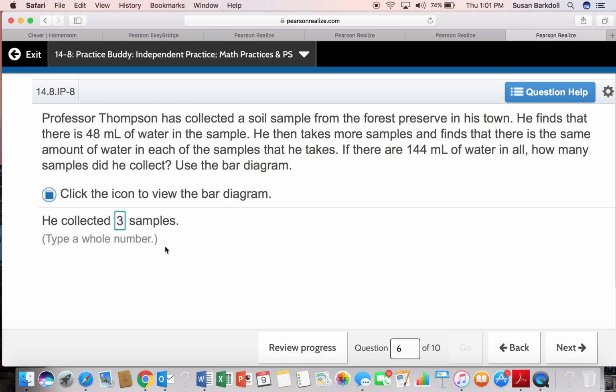3 samples. What I did was I could think, how many 48s are in 144? Or I could just say 144 take away 48 equals 96. So that's 1 sample. 96 take away 48 leaves 48. So that would be 2. 48 take away 48 is 0. So that would be 3 samples.